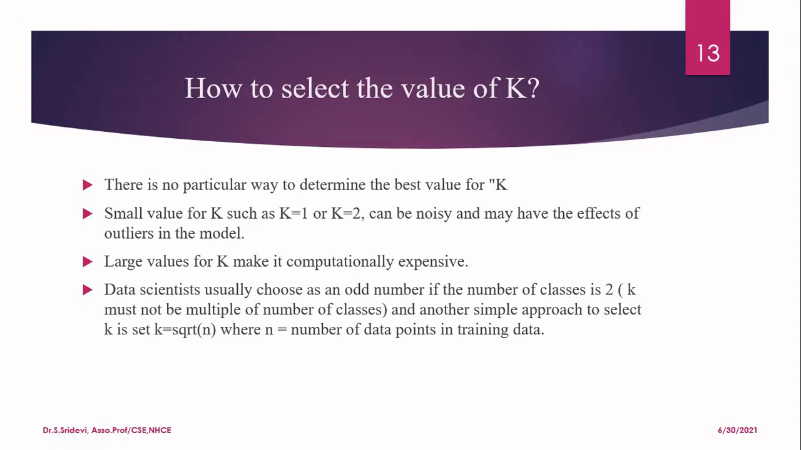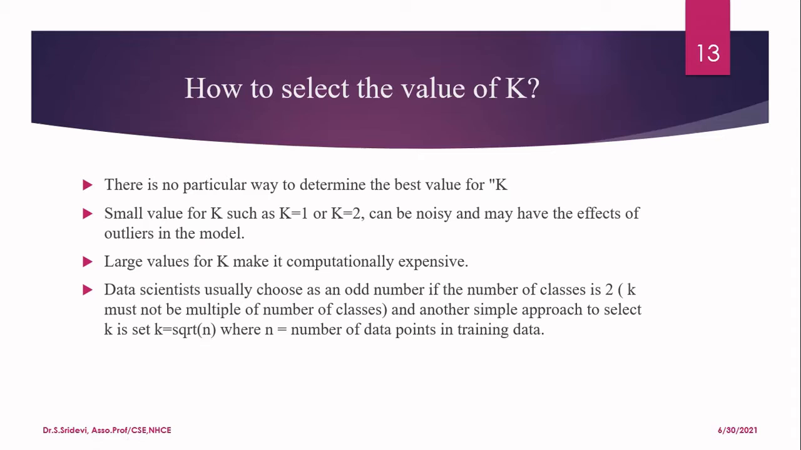How to select the value of K? In K-means clustering, we have seen that to select the value of K, we have the elbow method. Likewise, do we have anything in the KNN algorithm? Here there is no particular way to determine the best value for K. So you can select either a smaller value of K or a large value of K. Suppose you are selecting small values of K, such as K equal to 1 or K equal to 2. In that case, to decide about your test sample, you are considering only one neighbor or two neighbors.